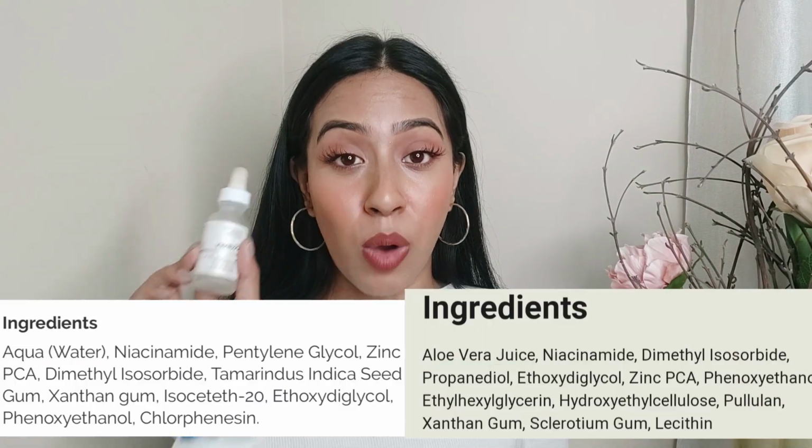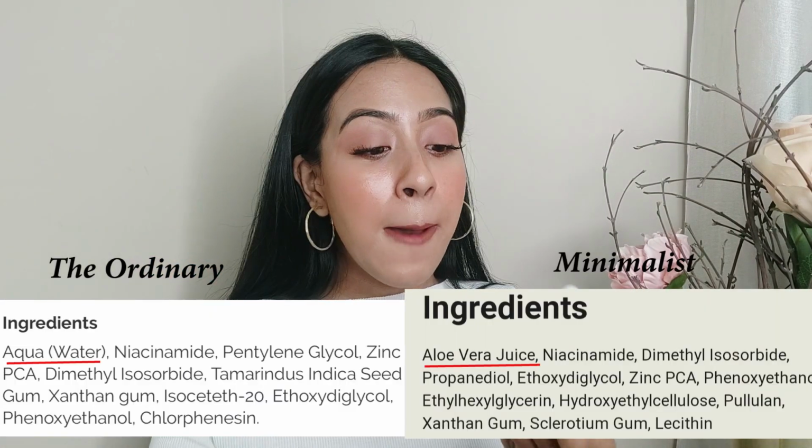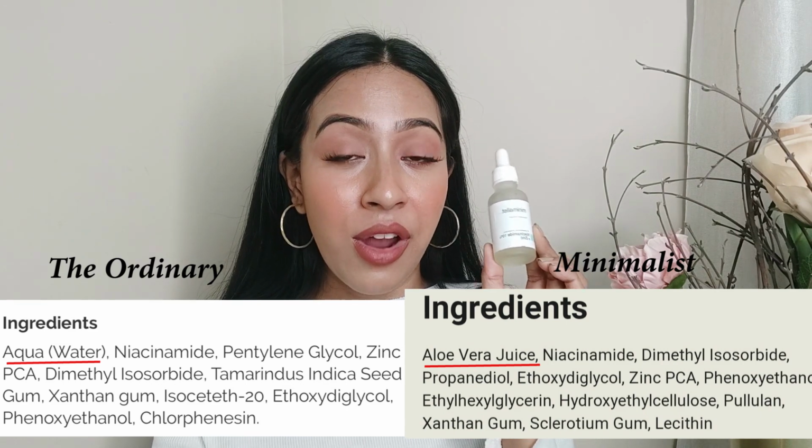So let's come to the ingredients now. The ingredients are almost similar. But the main difference I noticed is that the base of the Ordinary is water, so it is water based, but the Minimalist has aloe vera juice.